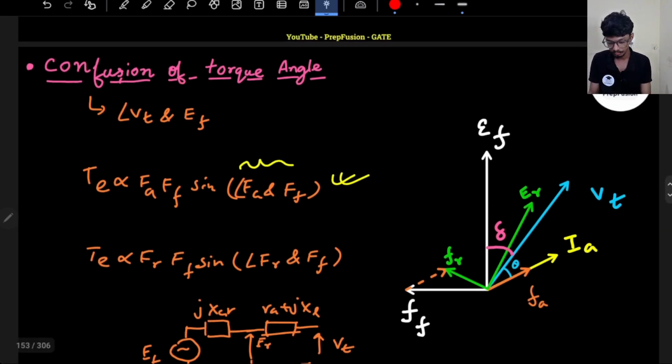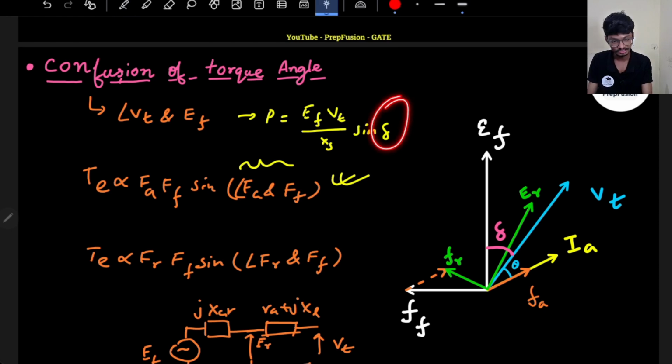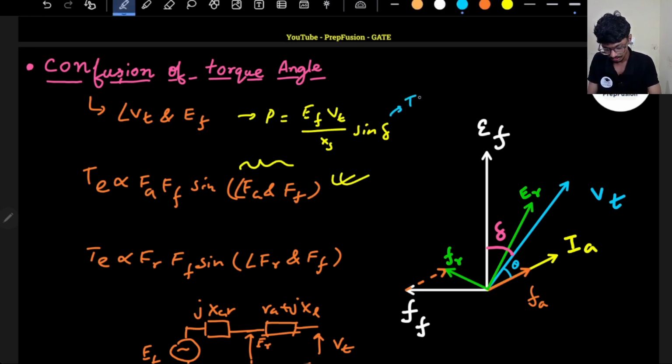Very important. Why? Because this angle is present in the power expression. Power P is equal to Ef Vt by Xs sin delta. This angle, in case of a generator, is called the power angle, and in case of a motor it is called the torque angle. The names can interchange, so don't get confused and be careful. I hope this is cleared regarding the torque angle and the power angle.